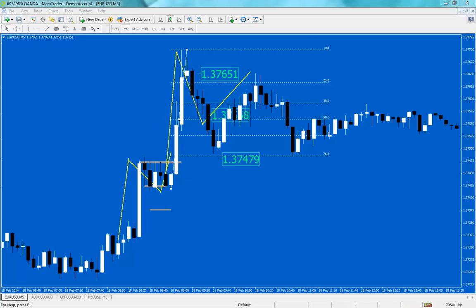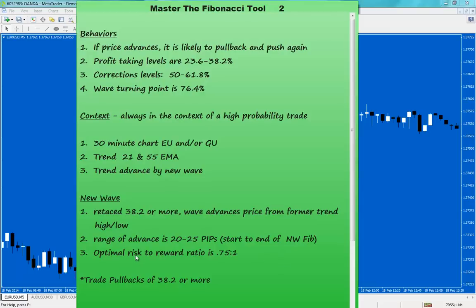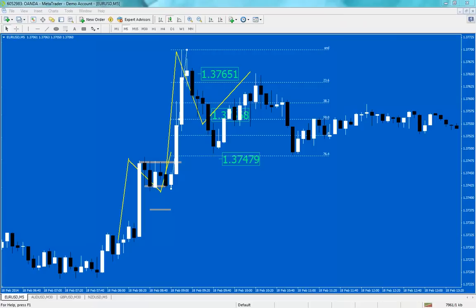And the last piece was optimal risk to reward ratio, which is 0.75 to 1. That's a story for another time, but there is no more high probability target. No higher profit target than 0.75 to 1, just years of experience. Also, something that comes up is to trade pullbacks of 38.2 or more. We wouldn't trade 23.6. It has to pull back 38.2 or more. Okay, let's walk through this just a little bit more again.